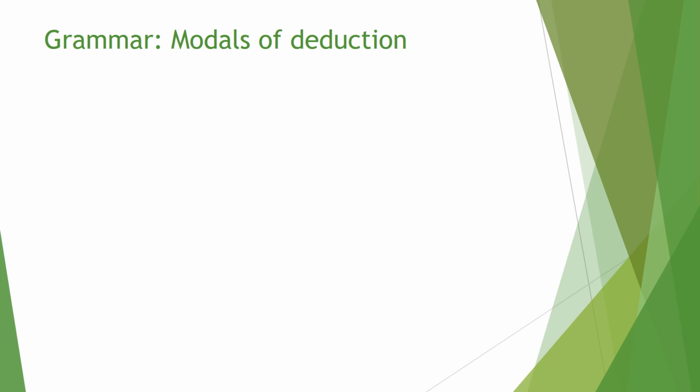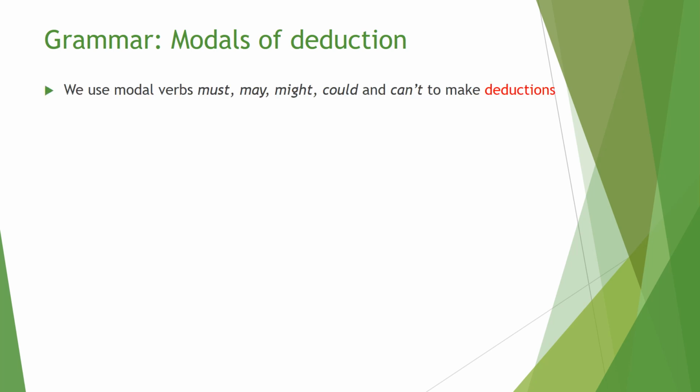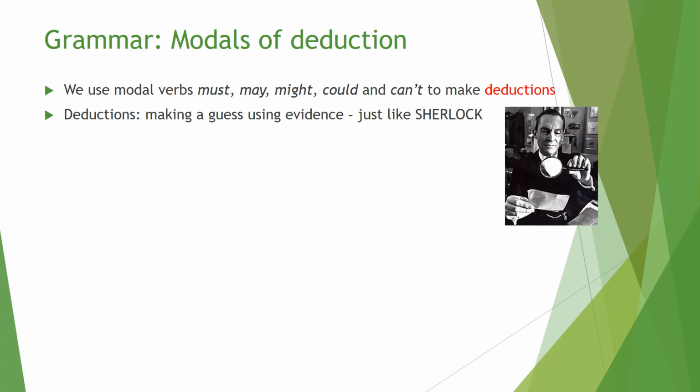So, the grammar point, modals of deduction. What are modals and what is deduction? Okay, so modal verbs, must, may, might, could and can't, we use those verbs to make deductions. And what are deductions? Deduction is making a guess using evidence. And that is just like what Sherlock does. So we use some evidence and then we make a guess. And we're going to use those modal verbs to make guesses.